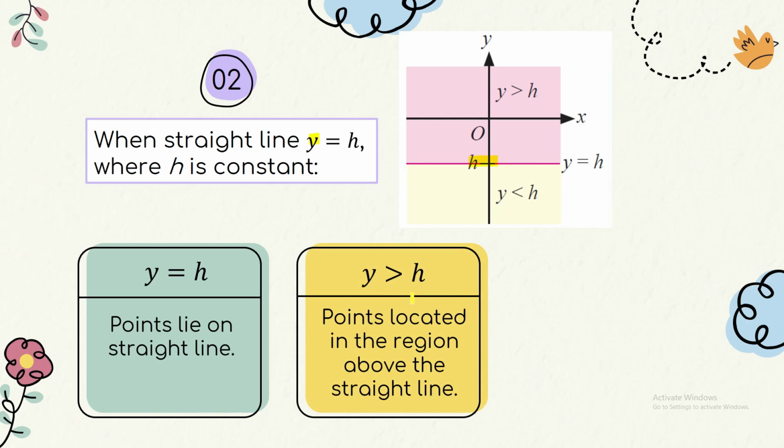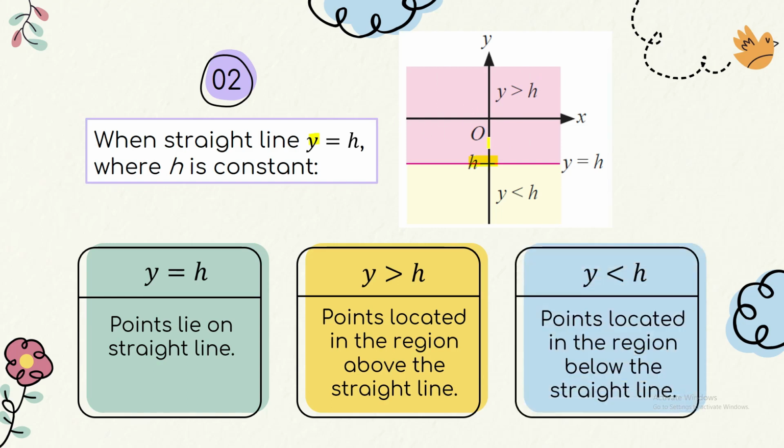y higher than h, all the points will be located in the region above the straight line, the pink color. y lower than h is where the points are located in the region below the straight line, which is the yellow part. Below this straight line, di bawah.